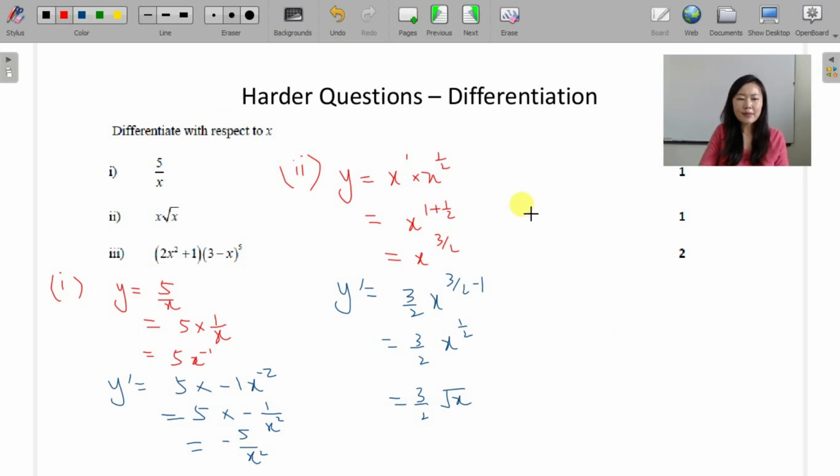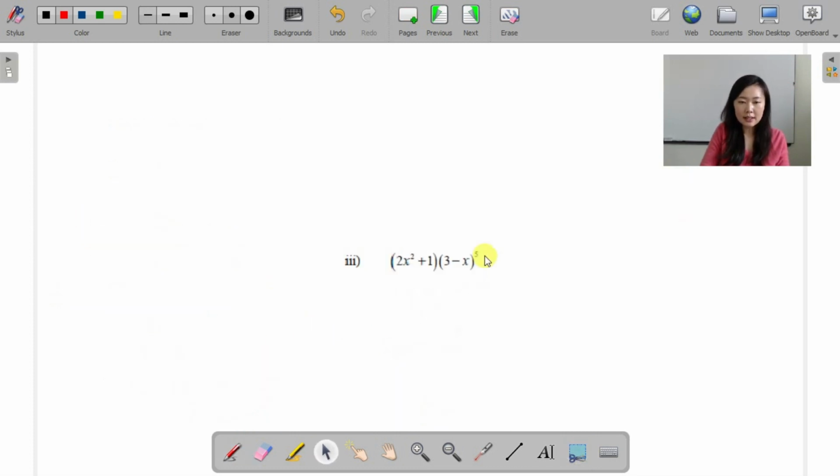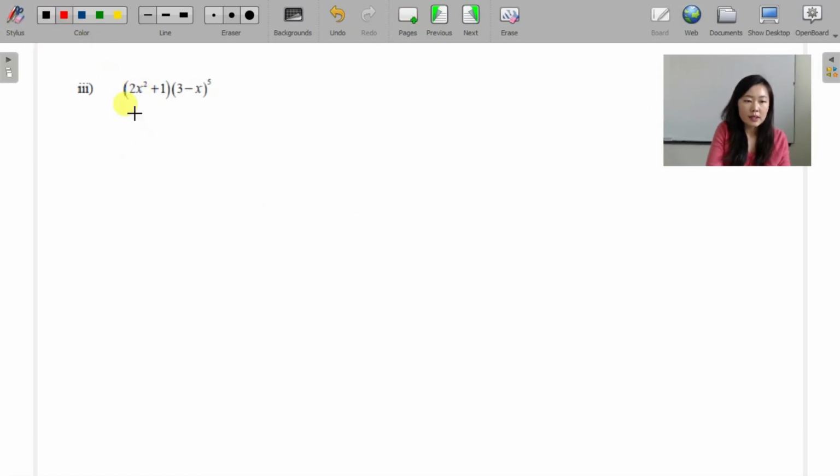Finally, I might need to do this one on a new page, to be honest. Let me see. I want to try to squish this in. All right, so this one, it's two things multiplied together, and there is chain rule involved in the second one as well. So I'm going to carefully explain this. Okay, so product rule, because you've got two things multiplied together.